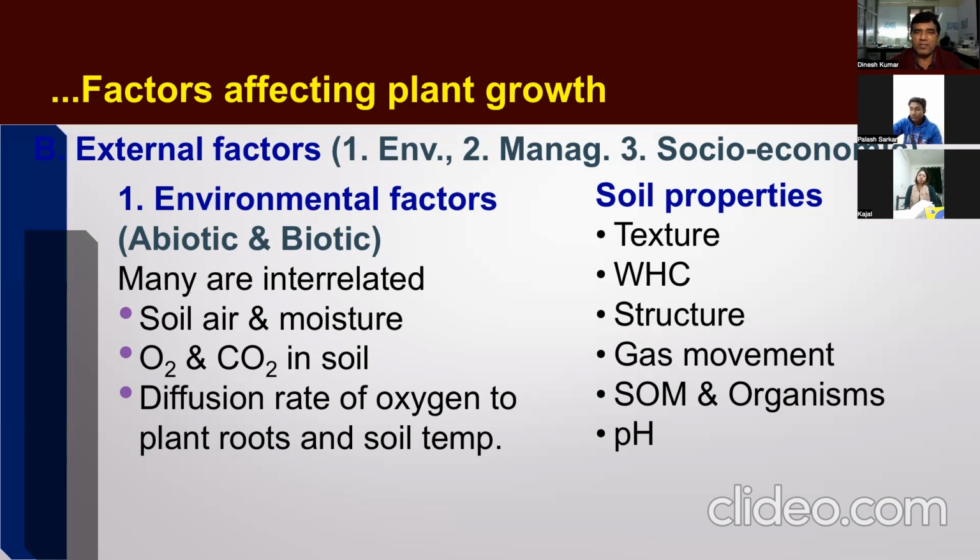So these factors that affect growth work in interaction. They work in unison. Similarly, oxygen and carbon dioxide in soil. If oxygen is used, then carbon dioxide concentration will increase in the soil. Similarly, the diffusion rate of oxygen in plant roots and soil temperature. Temperature can affect the diffusion rate, meaning the entry of oxygen into the soil will be affected by soil temperature.